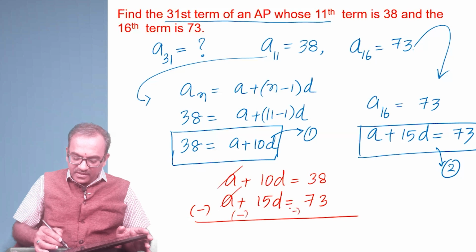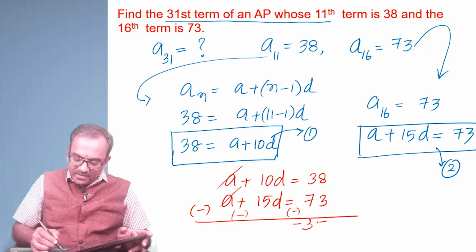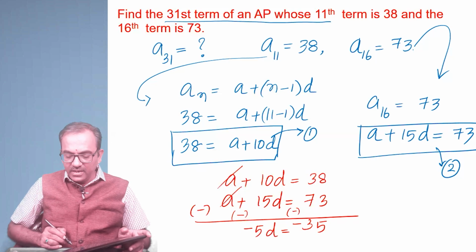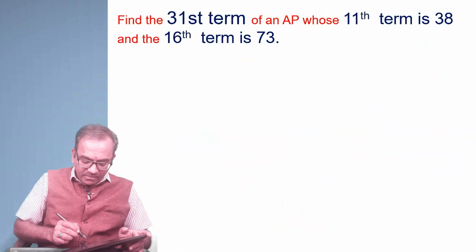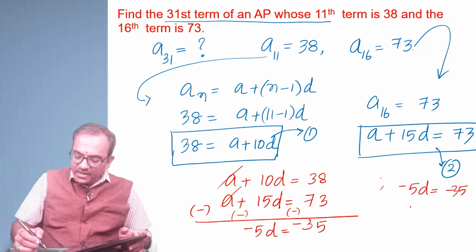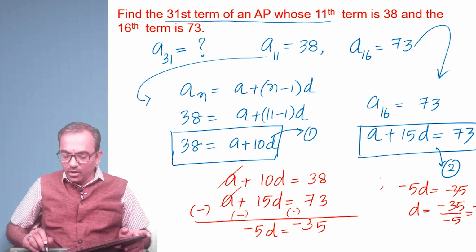Now let us change the sign. 38 minus 73, what do I get? I will be getting minus 35, and 10 minus 15 I will be getting as minus 5d. So I have minus 5d is equal to minus 35. d is equal to minus 35 by minus 5, which is equal to 7. We have got d is equal to 7.